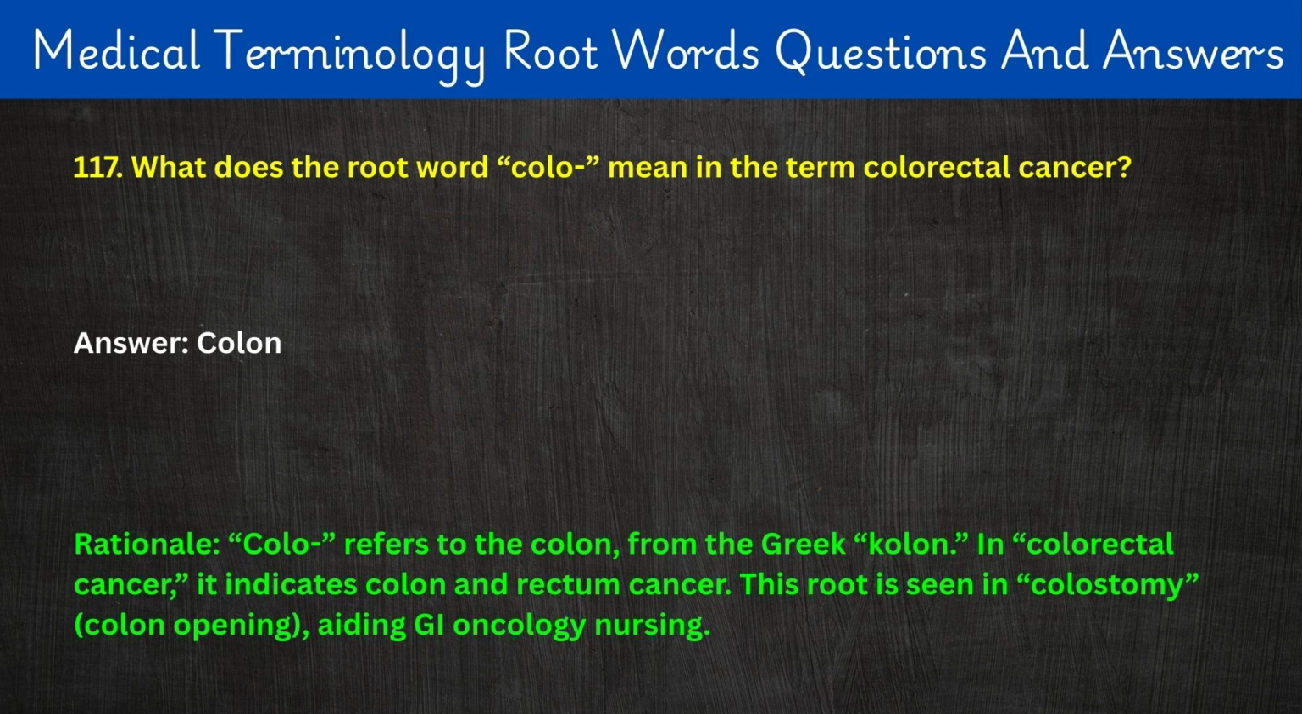117. What does the root word colo- mean in the term colorectal cancer? Answer: colon. Rationale: Colo- refers to the colon, from the Greek colon. In colorectal cancer, it indicates colon and rectum cancer. This root is seen in colostomy, colon opening, aiding GI oncology nursing.